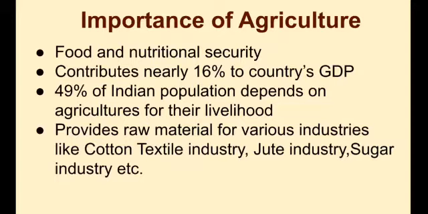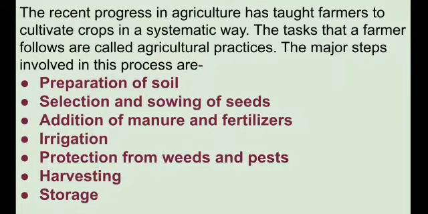Let us move ahead to the next topic. The recent progress in agriculture has taught farmers to cultivate crops in a systematic way. The tasks that a farmer follows are called agricultural practices. The major steps involved are preparation of soil, that is plowing and tilling, and selection and sowing of seed. Before sowing the seed, we need to select a good seed, right? Then adding manure and fertilizer, we need to put some nutrients and minerals into the soil, which will be helpful for the plants to grow.